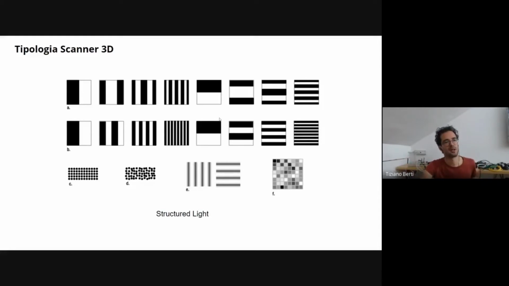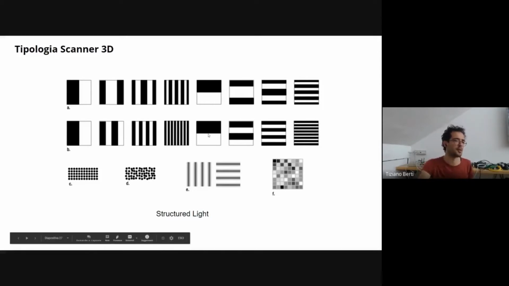So this way, I will know which part of the projection falls on each part of the object, right? And then I'm able to reconstruct each point of the projection. Okay, so it's a bit more complex, but if you're interested, you can look a bit more into this kind of 3D scanning.